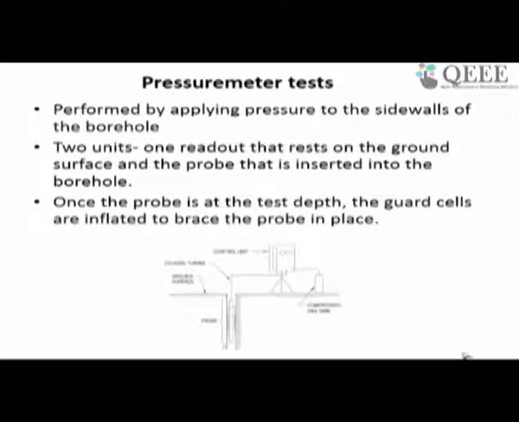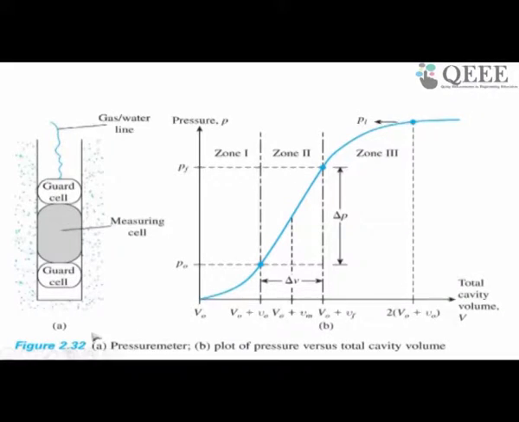The pressure meter test, as you know, is where we apply pressure through a probe in a borehole and deflect the ground. With the pressure volume characteristics, we try to get the modulus of the soil. As you see, there are two important units. One is the controller or the readout unit, and another is the probe unit, which is used to inflate the soil. So, this is the pressure volume characteristics we discussed.